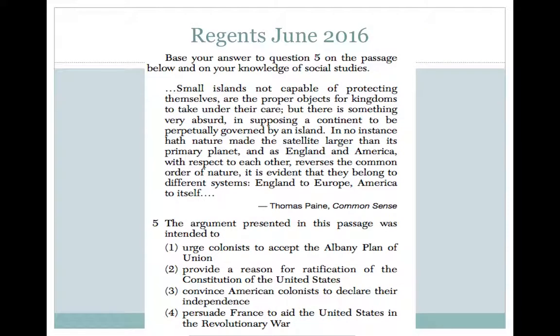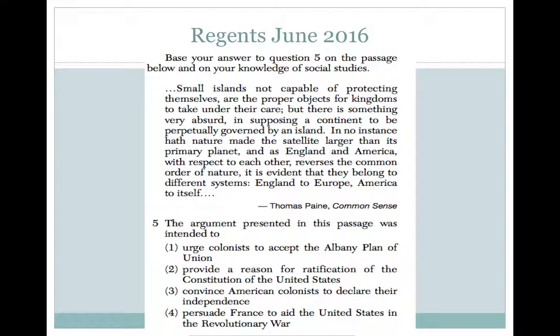If the argument presented in this passage was intended to urge colonists to accept the Albany Plan. We know Albany's in the U.S., which maybe. Number 2, provide a reason for ratification of the Constitution. Well, we know that they took a lot of these ideas for the Constitution, but that sounds a little bit ahead. Let's cross out number 2.